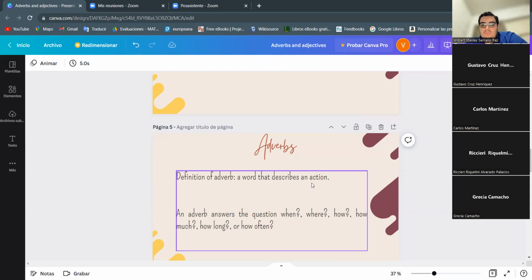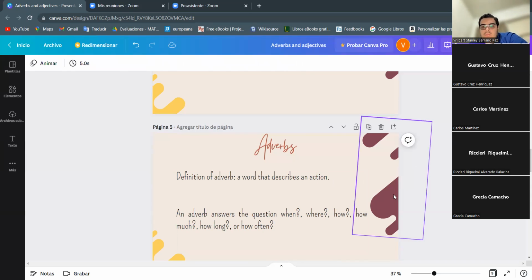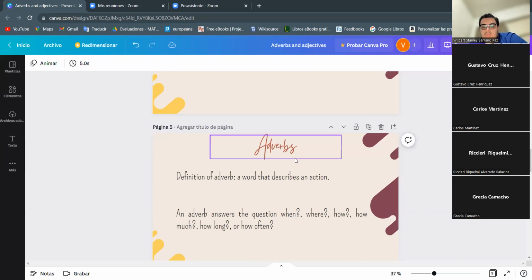Gracia, what do you describe with adverbs? I'm sorry, my computer just stopped. It's okay. Can you repeat again, please? Yes. What do you describe with adverbs? The action you describe.